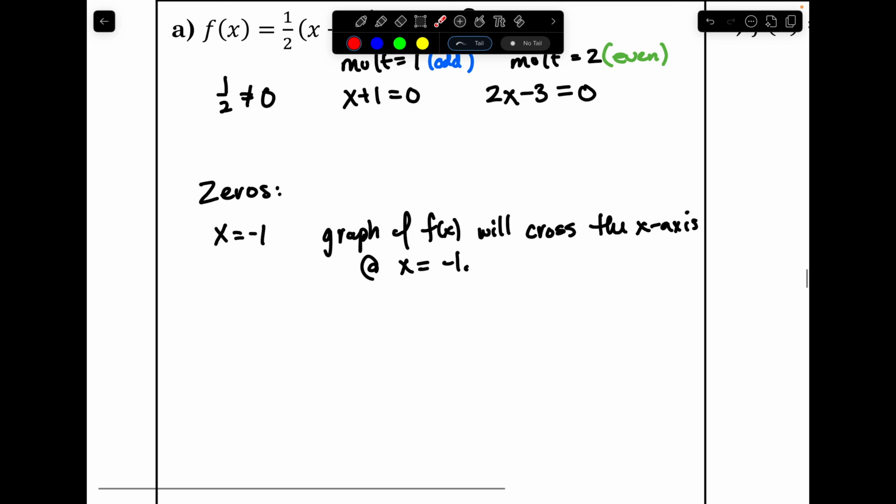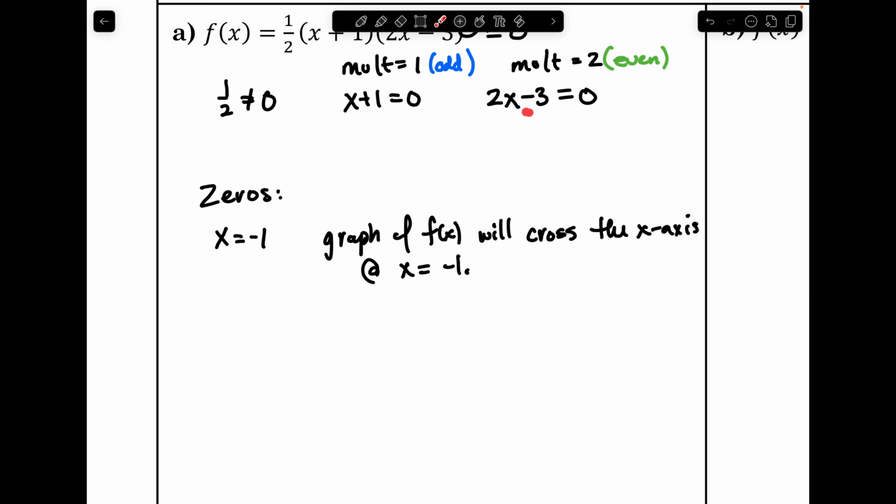Now, what's the other 0 here? Well, to find the 0 of this one is going to be a 2-step. We're going to move the 3 to the other side, making it +3, and then divide it by 2. So that would mean that the x-intercept for this will be +3 divided by 2. Now, since the multiplicity is 2, an even number, again, we don't care about the value of the 0. We care about the multiplicity in order to determine the effect or the behavior of the graph as it reaches this x-intercept.